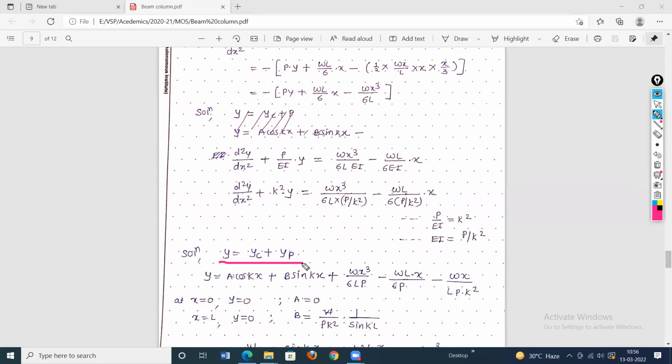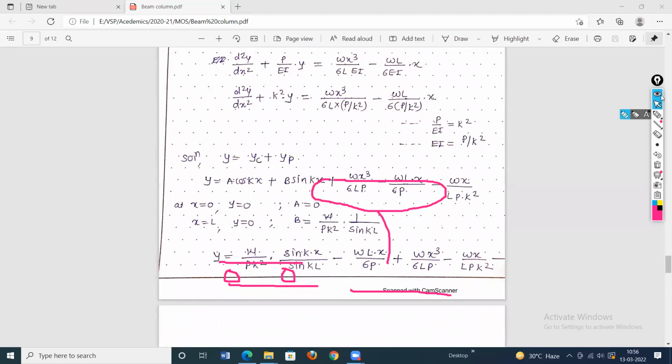So the complete solution for y is a complementary solution plus a particular integral. The particular integral comes from the right hand side here. Then there are 2 constants, A and B, which are to be determined from the boundary conditions. So how many boundary conditions are required? 2, for the two constants A and B.